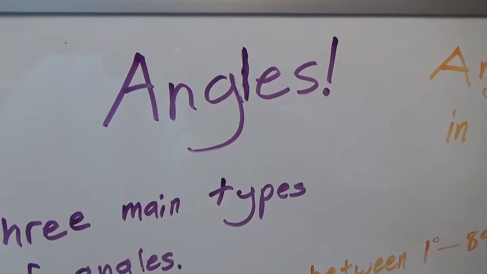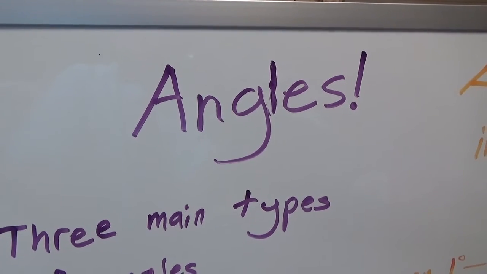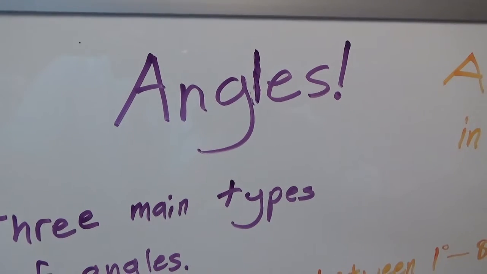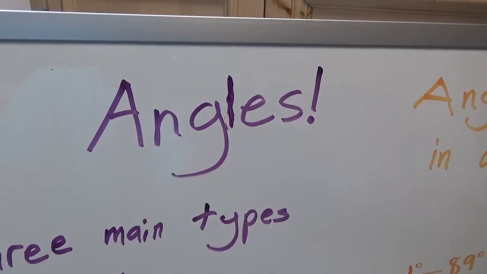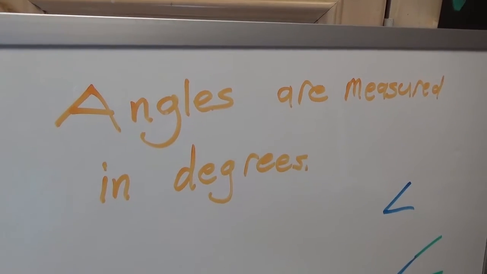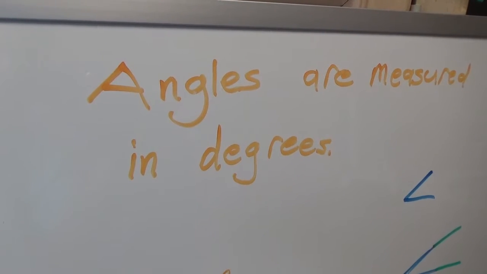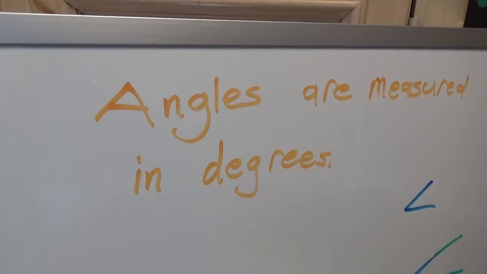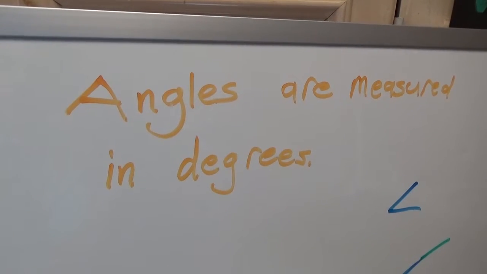Today we are going to learn about angles. Specifically, we are going to learn how to use a protractor to identify the type of angle that we are looking at. So, let's start it off. Angles are measured in degrees. A bigger amount of degrees means a bigger angle, and a smaller number of degrees means a smaller angle.